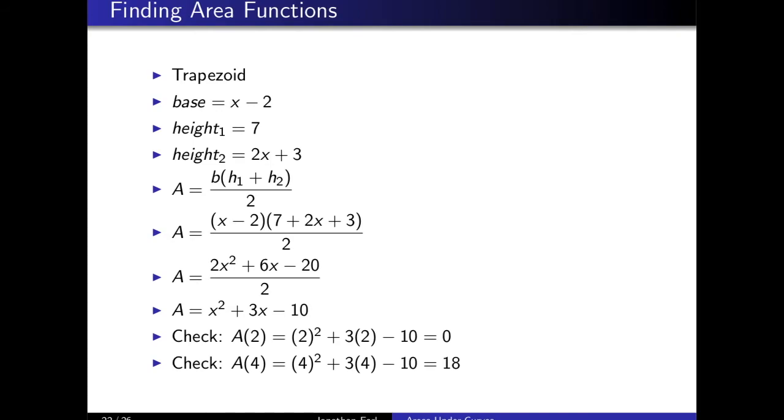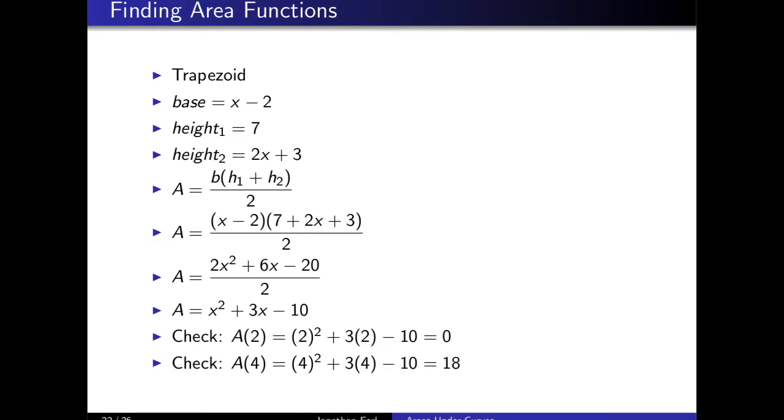So our base is going to be x minus 2. The minus 2 comes because we're fixing our point at x equals 2, and our area function is going to give us some point to the right of that. So for example, when we were looking at the trapezoid going between 2 and 4, the base was 2, or 4 minus 2. One of the heights is going to be the height at 2, which we said was 7, and the height at some other point x is 2x plus 3. So we'll take these three quantities and put them into our area equation for the trapezoid, and after reducing it down, we'll get that the area function is x squared plus 3x minus 10.